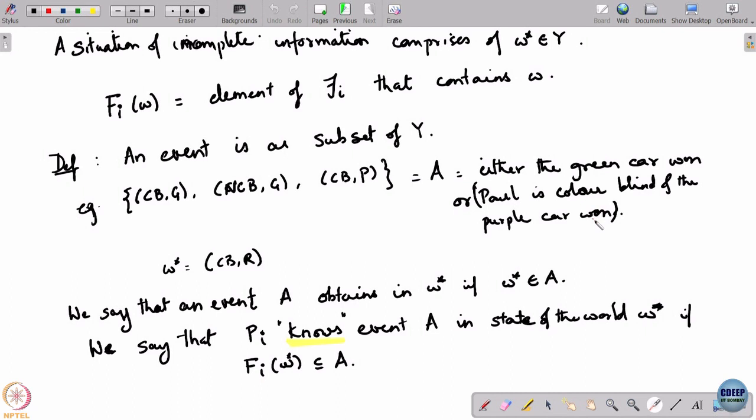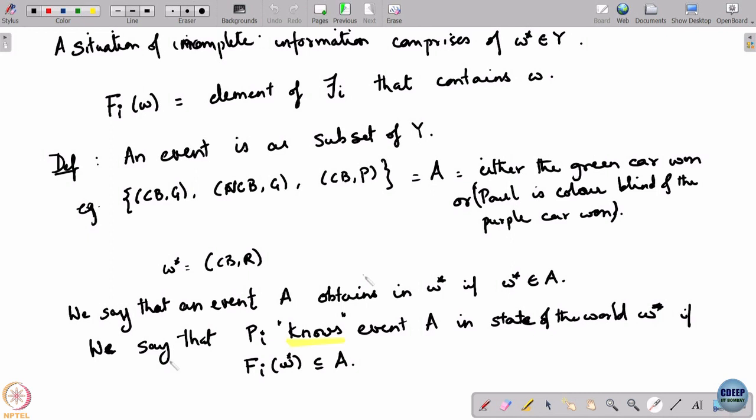Okay, this is what this event captures. And then we said, what do these players know about this event in a particular state of the world? So we fixed a particular state of the world, which was omega star. In this case, the omega star is that Paul is colorblind and the red car is one. And then we asked, okay, what does each player know about this event?